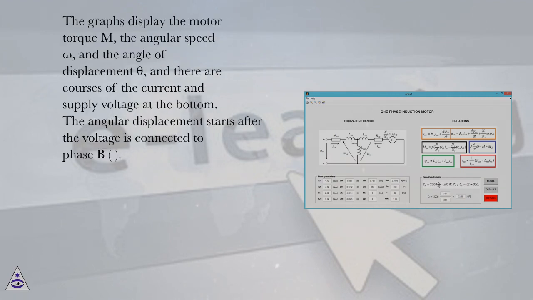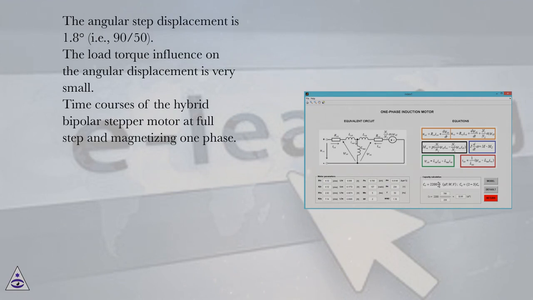The graphs display the motor torque m, the angular speed omega, and the angle of displacement theta, and there are courses of the current and supply voltage at the bottom. The angular displacement starts after the voltage is connected to phase B. The angular step displacement is 1.8 degrees, i.e., 90/50. The low torque influence on the angular displacement is very small. Time courses of the hybrid bipolar stepper motor at full step and magnetizing one phase.